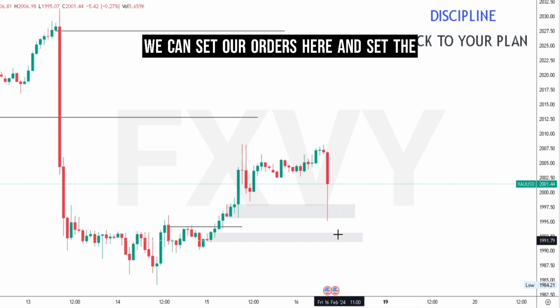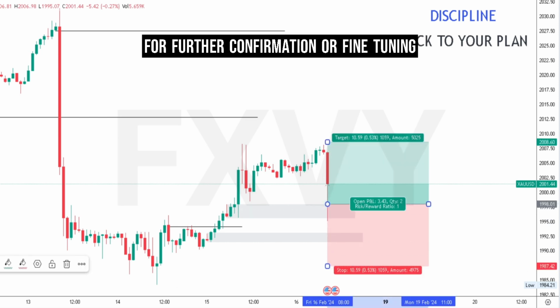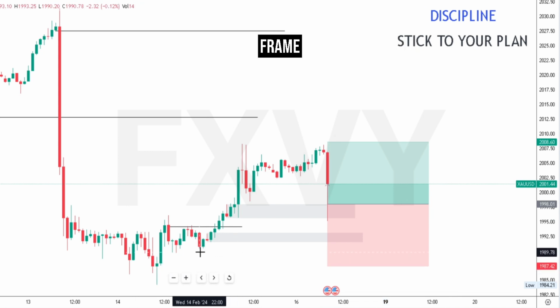We can set our orders here and set the take profit and stop loss as we planned. For further confirmation or fine-tuning of your entry, you can go to the lower time frame.